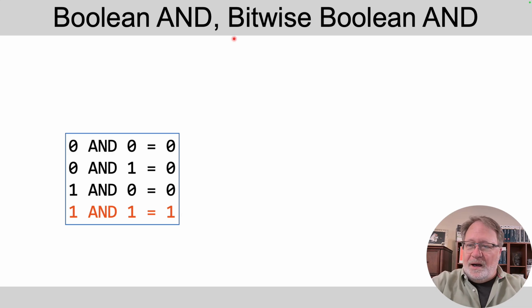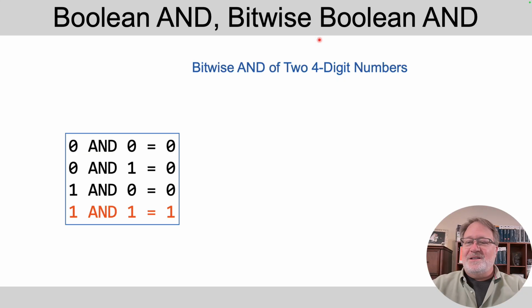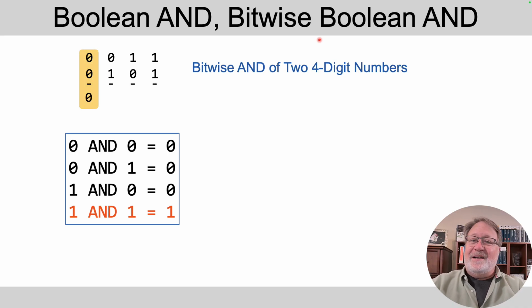So a bitwise Boolean AND is where you take long strings of binary numbers of the same length and apply that logic to each bit position. So bit position 1, bit position 2, bit position 3. For instance, let's just say I've got 2 4-digit binary numbers like these, and I write them above and below each other. So in this case, if I consider the first bit position, 0 and 0 yields a 0.